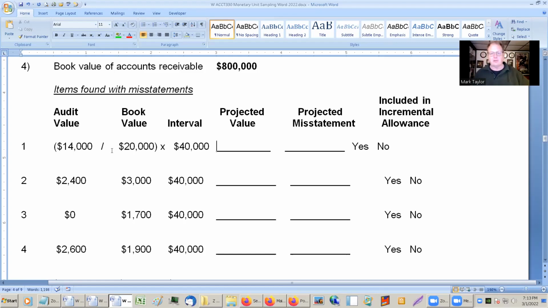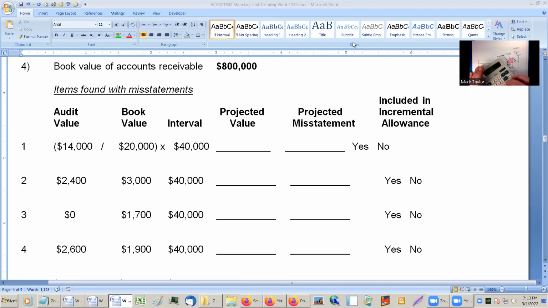So 14, do the document cam here. So 14 divided by 20. You pay $2 for a calculator.